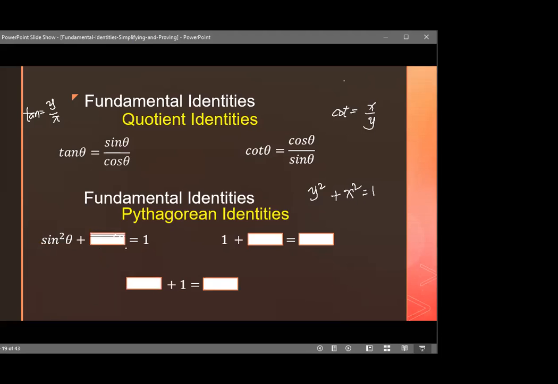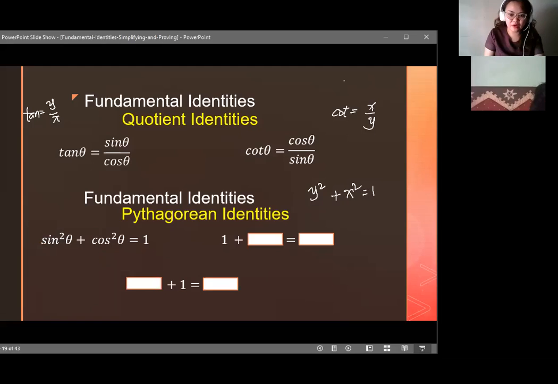Cosine po. Wonderful. So, the first Pythagorean identity from this equation is sine squared theta plus cosine squared theta equals 1. Very good. These are correct. Next. This is now what we call the mother formula.